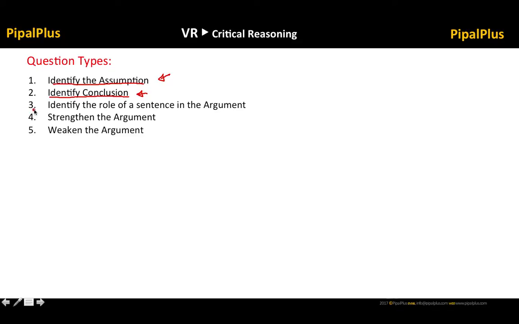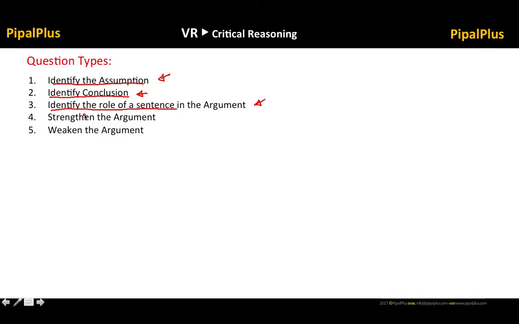The third kind of question you can find in critical reasoning is that you would be required to identify the role of a sentence in the argument, right? The argument would have sentences related to background, sentences which are giving you a premise, sentences which are sometimes even giving you an assumption or a conclusion. You would be required to identify the role of that sentence in the argument, right? So that's the third kind of question you can see in critical reasoning.